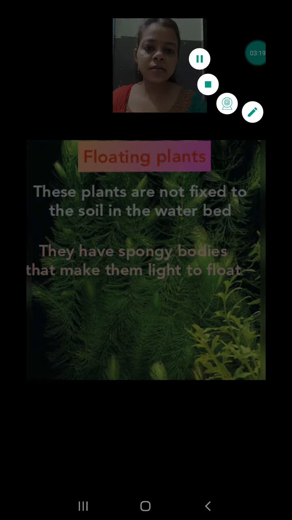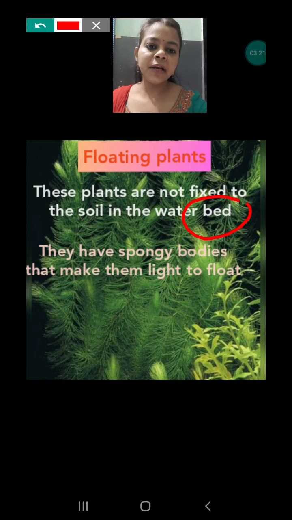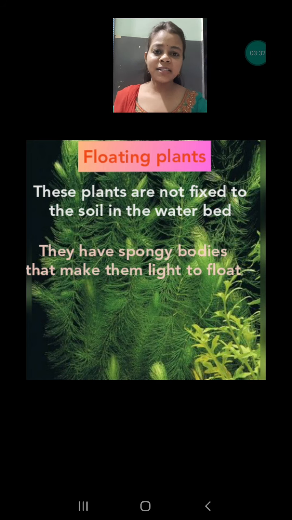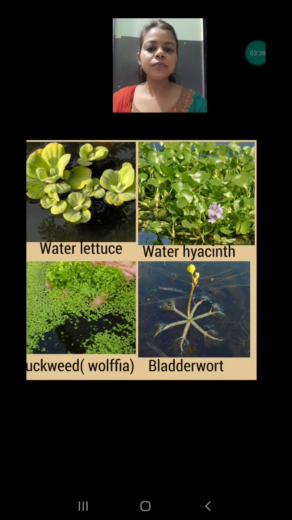What is the meaning of water bed? Water bed means the bottom of the water bodies. Second, they have a spongy body that makes them light to float. As I just told you, air is filled in their body parts that makes them spongy and light in weight, and that helps them to float on the surface of the water.